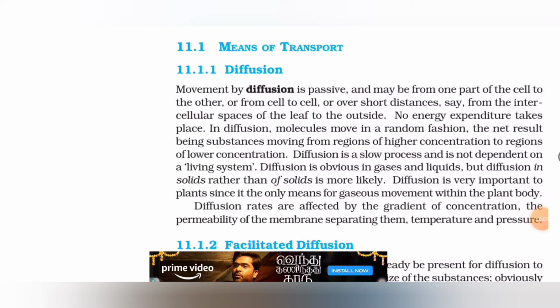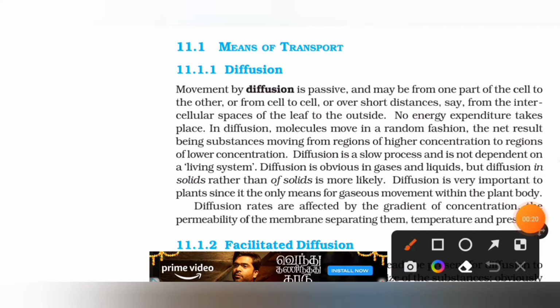Okay, let us start with diffusion. Particle movement through diffusion is always passive. The movement may be from one part of the cell to another part, from cell to cell, over short distances, or from between the cells to the outside. Passive means there is no requirement of energy. No energy is used when molecules pass from one cell to another. There is no expenditure here, right? And the molecules always move in a random fashion, wherever space is available, where the concentration allows.